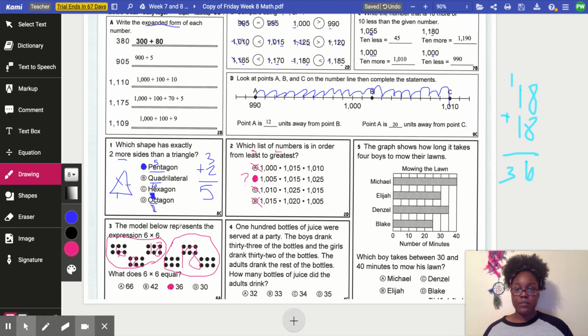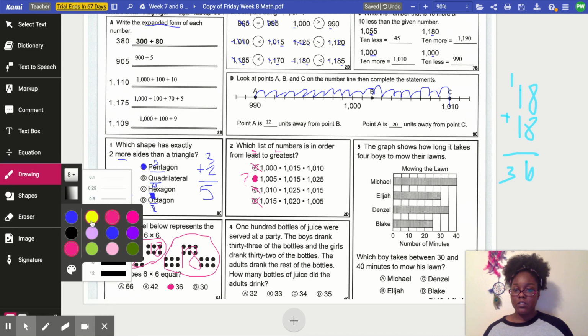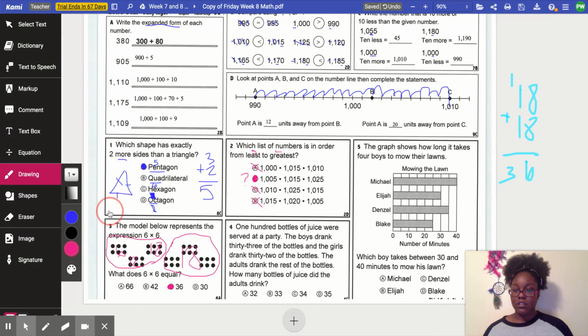Number 4. 100 bottles of juice. Remember, when I have the number in word form, I've got to write it above it. So 100 bottles of juice were served at a party. The boys drank 33 of the bottles. And the girls drank 32 of the bottles.